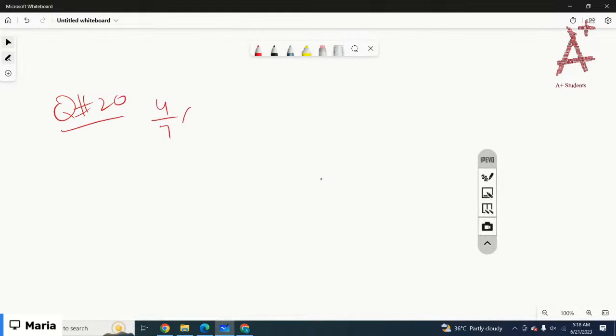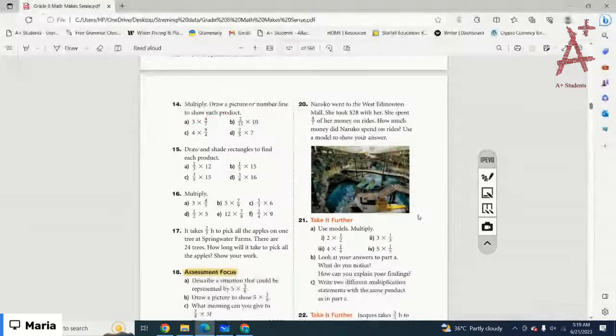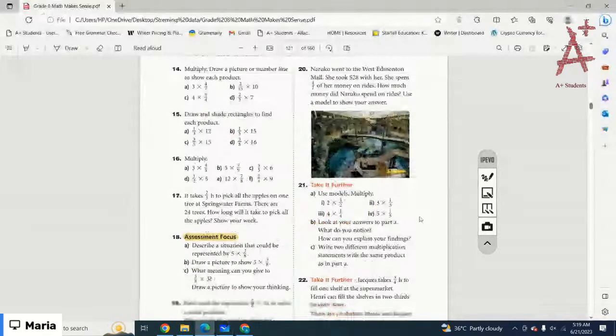You have to calculate 4 by 7 of 28. Got it? So you have to do 7 times 4 is 28 and 4 times 4 is 16. That means she spent $16 on the rides. Got it? Okay, you can complete the rest of the questions by yourself later today.